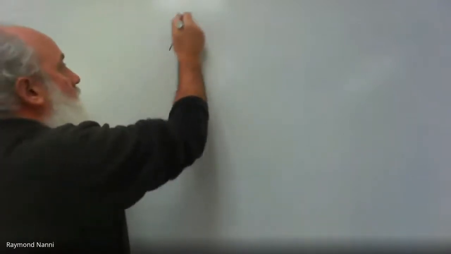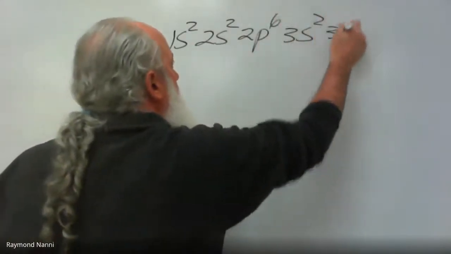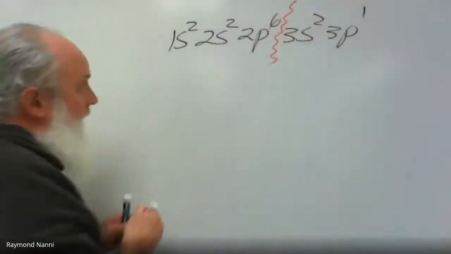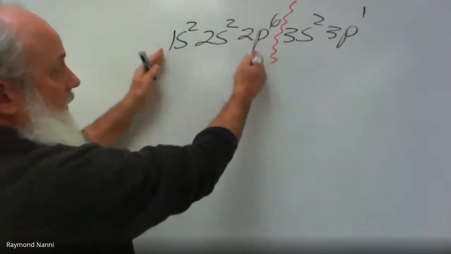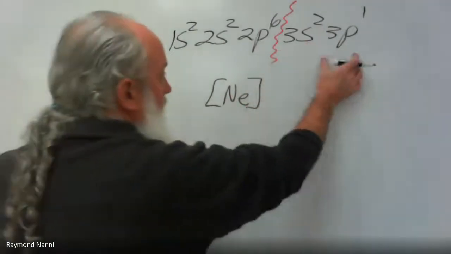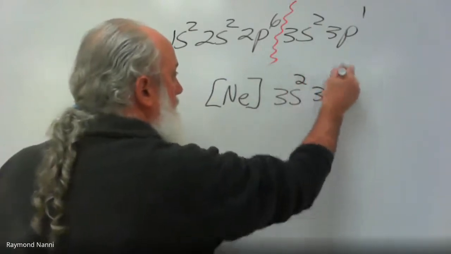All right, let's do a few more here. Let's take a look at a neutral, let's say, aluminum atom. So we'll write 1s2, 2s2, 2p6, 3s2, 3p1. I'll draw a squiggly line here, and to the left of that line is the electron configuration for a neutral neon atom. So I'm going to write neon here, and then to the right of that are my valence electrons for my neutral aluminum atom.